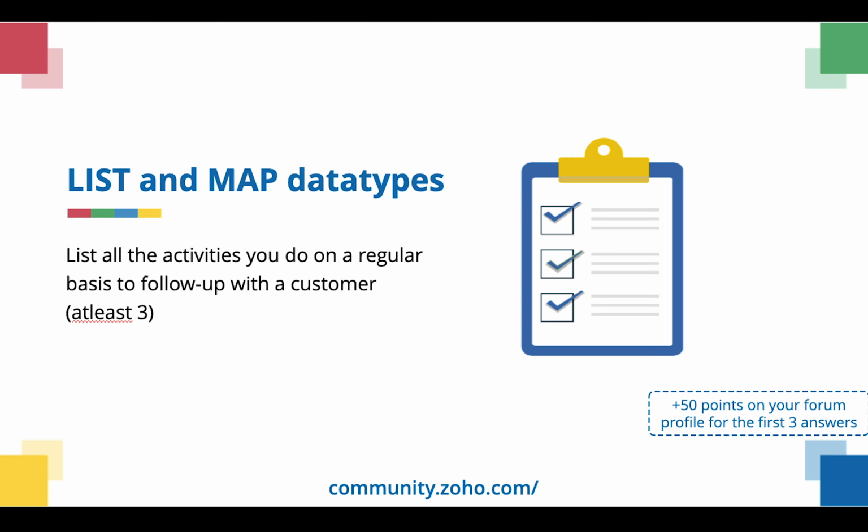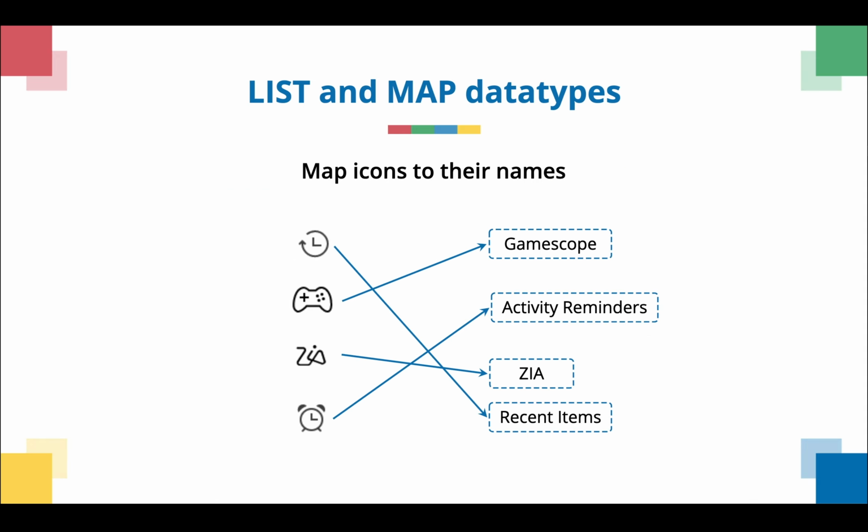Now on to map. What you're seeing on the left are basically icons that you see if you log into your Zoho CRM. On the bottom right hand corner, you'll see all these icons lined up one next to the other. The first one is that of recent items. Second is game scope. Third is Zia. And the fourth are the reminders. Now, the fact that I have mapped the icon to the name is what map is.